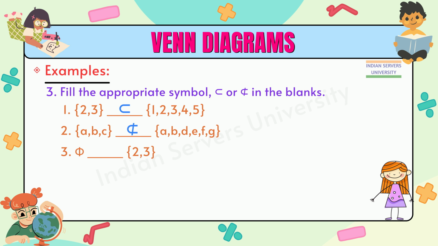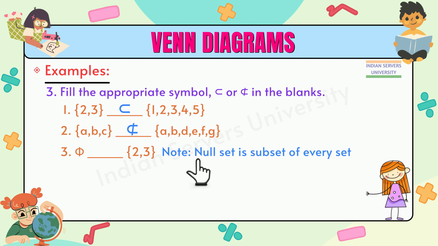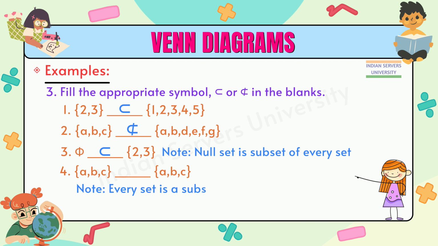Next one, phi or null set and {2, 3}. So, ఇక్కడ ఒక నోట్ పాయింట్ ఏంటంటే, null set is a subset of every set. అంటే, ఏ సెట్ కైనప్పటికీ null set అనేది subset అవుతుంది. So, ఇక్కడ సింబల్ ఏంటి? Subset. Next one, {A, B, C} and {A, B, C}. So again, ఇంకో నోట్ పాయింట్ ఏంటి? Every set is a subset of itself. So, ఇక్కడ కూడా subset symbol పెడతాం.